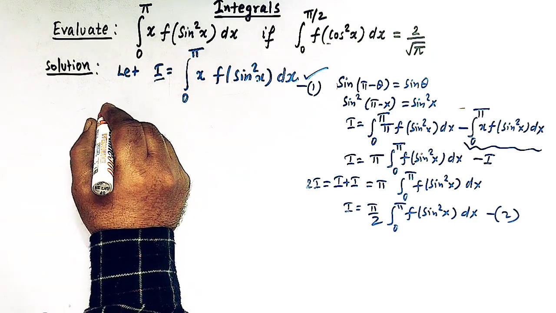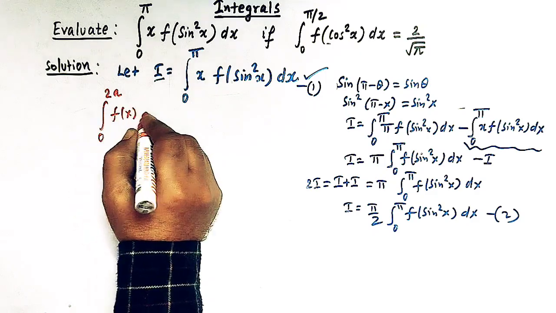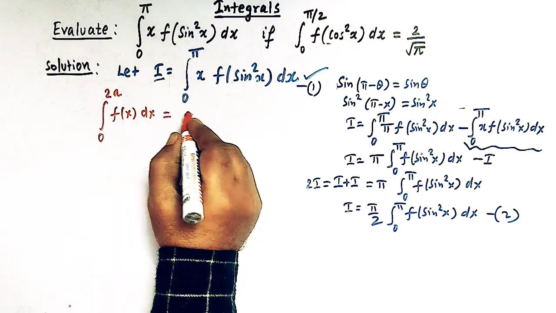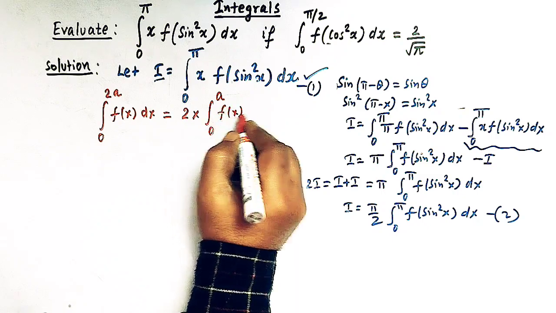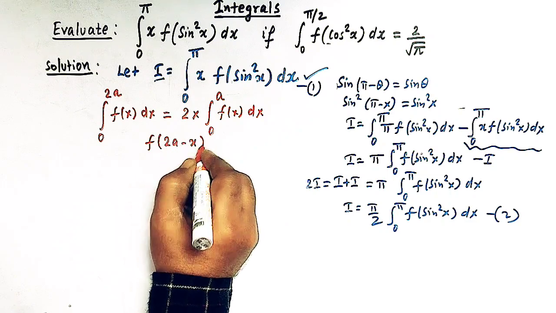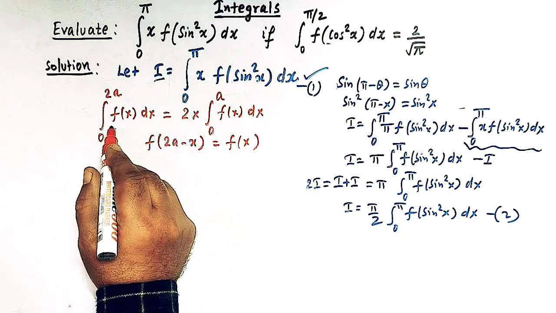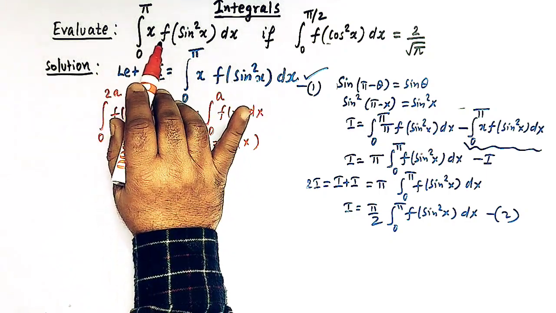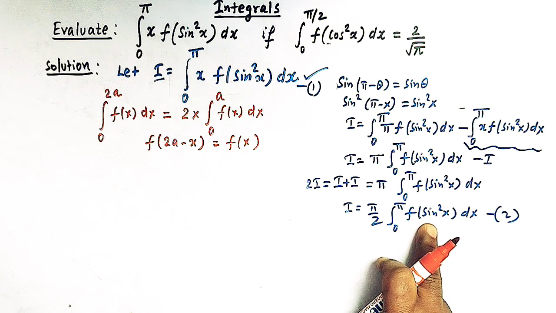So now we know this important property: the integral from 0 to 2a of f of x dx can be written as 2 times the integral from 0 to a of f of x dx, provided f of 2a minus x is equal to f of x, right? So this property is going to be very important to get the value of this integral, and we will apply this property to this integral, right?